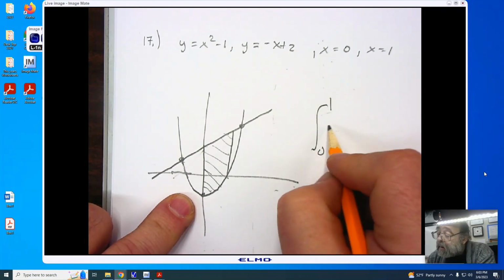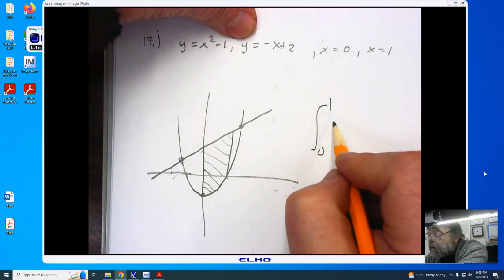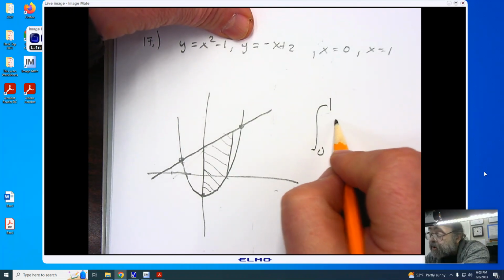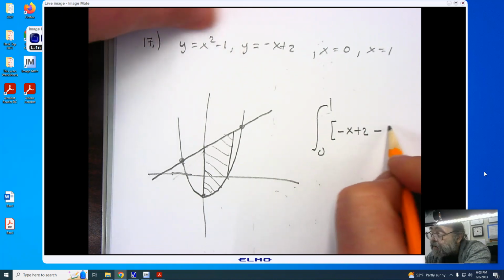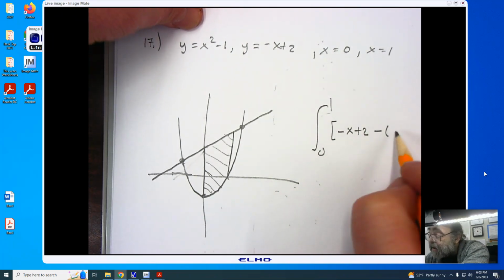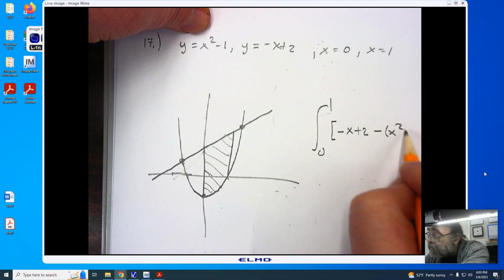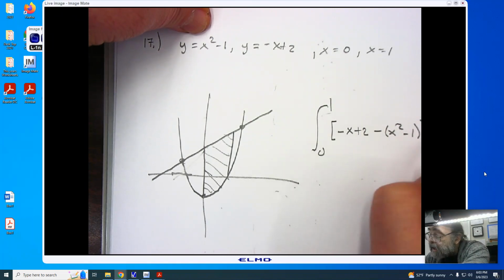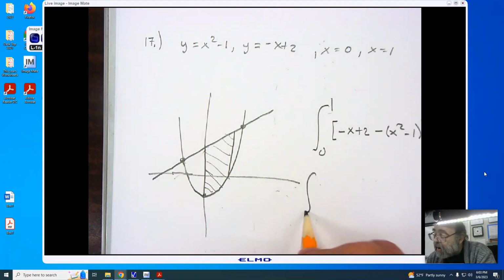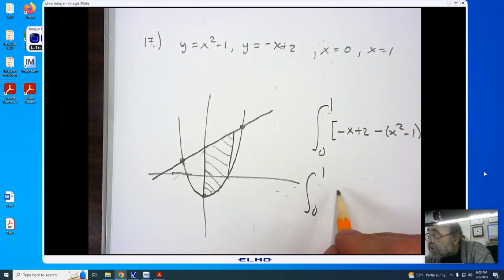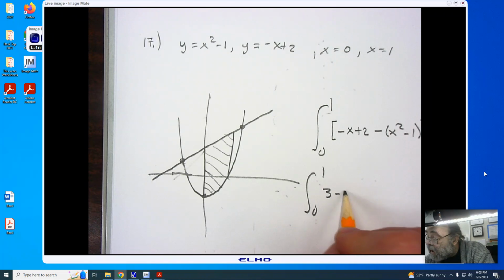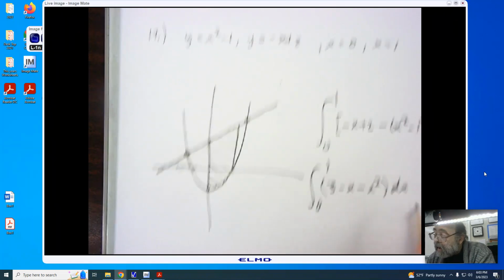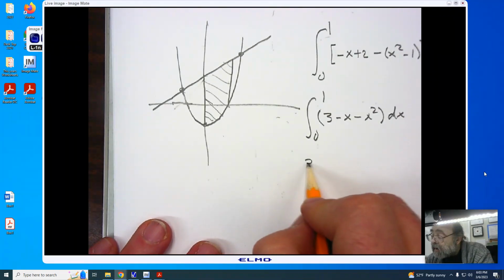0 to 1. I have my integration, and I'm doing my upper equation minus my lower, -x plus 2 minus the lower equation, x squared minus 1 dx. And this is giving my integration. And I'm just going to go ahead and simplify this so that I have 3 minus x minus x squared dx. And that's what I'm now going to integrate.